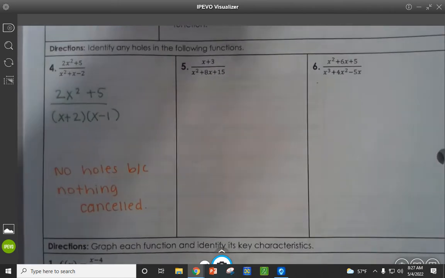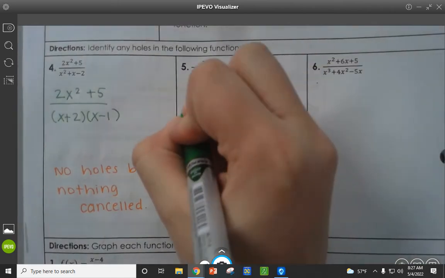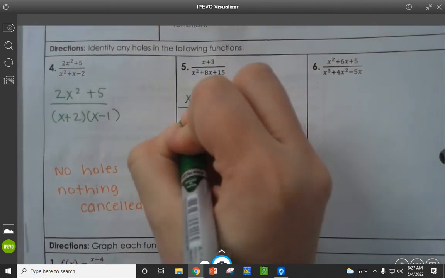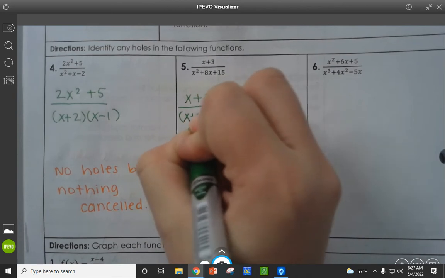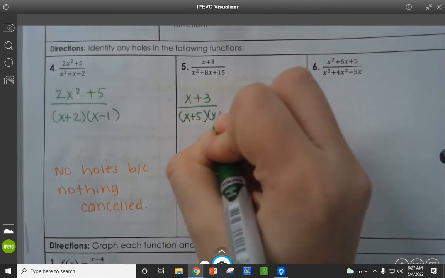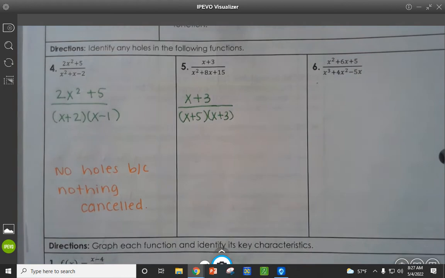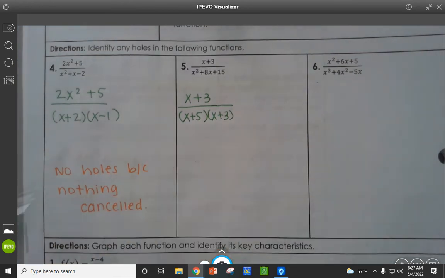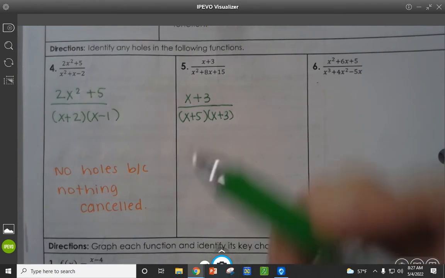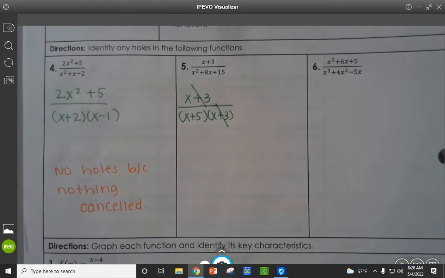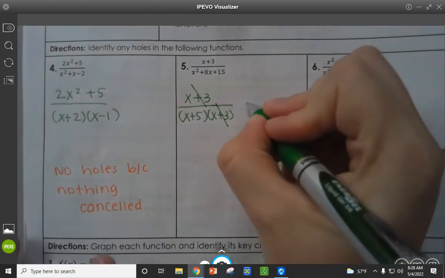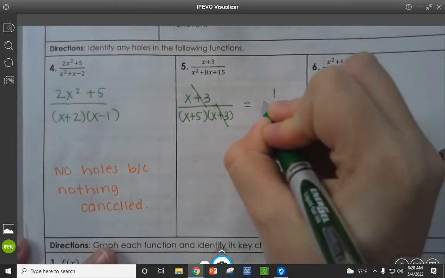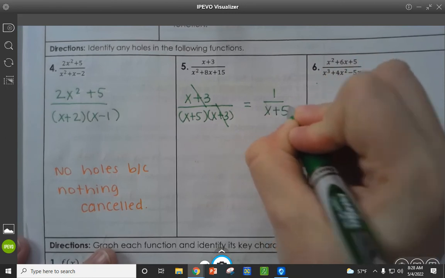On number 5, when we factored this one, we had x plus 3 in the top, x plus 5 and x plus 3 in the bottom. So I'm kind of going fast on these because we've already gone through these problems. And we canceled out the x plus 3's, which makes this 1 over x plus 5.